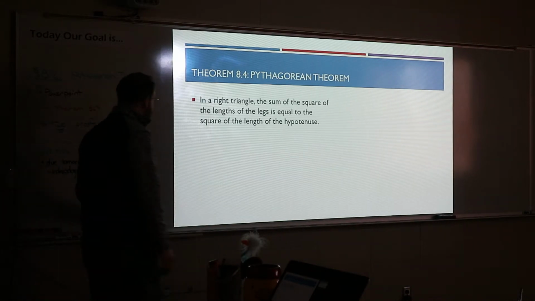This is the main theorem. Once we go through this, we will do a proof, 2 proofs actually. So, in a right triangle, the sum of the squares of the lengths of the legs is equal to the square of the length of the hypotenuse. It's a mouthful of words. There's a lot of vocab words in there.